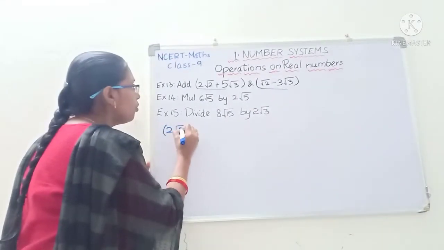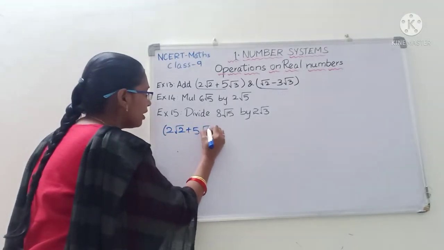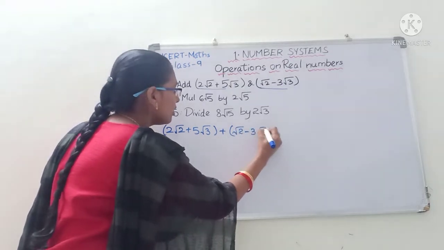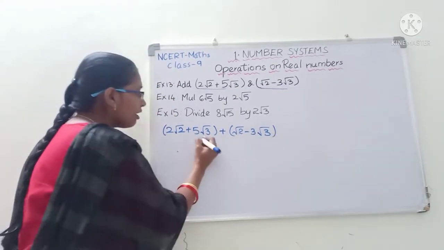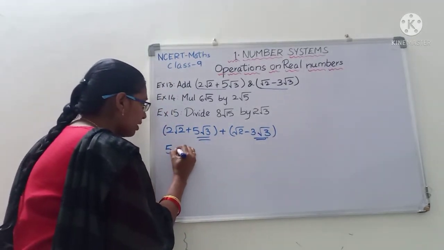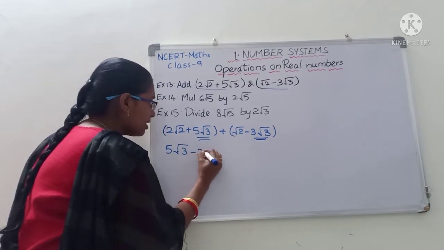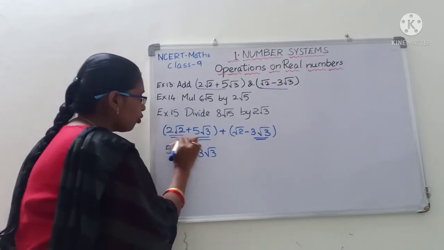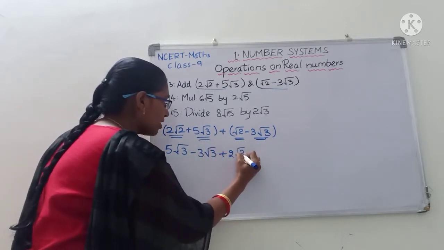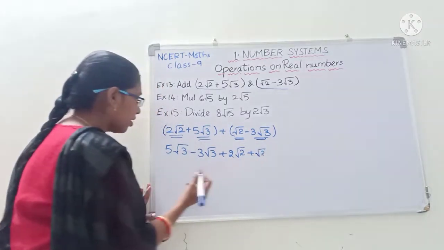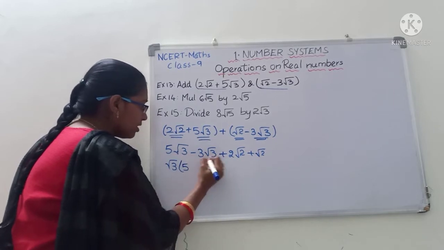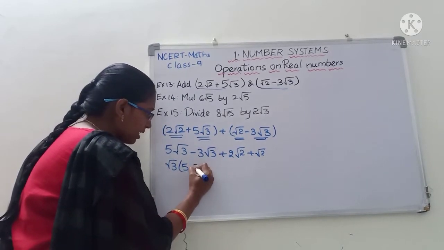2 root 2 plus 5 root 3 plus root 2 minus 3 root 3. See children, in 5 root 3 and 3 root 3 you have root 3. So let us write them first. 5 root 3 minus 3 root 3. Next, 2 root 2 and root 2. These two have root 2. Let us write these two at one place, plus root 2. Now take root 3 common. Root 3 of 5 minus 3. Root 3 as common, so you get minus 3.